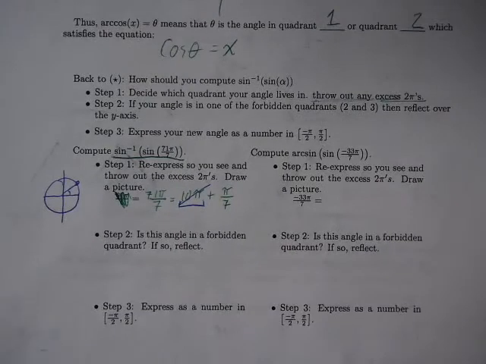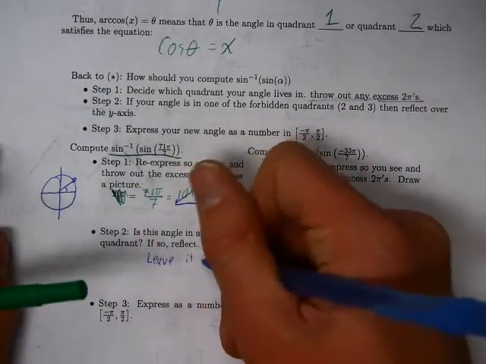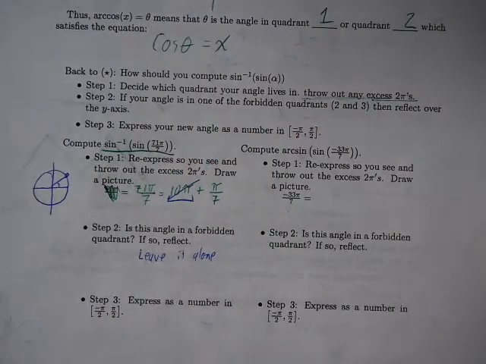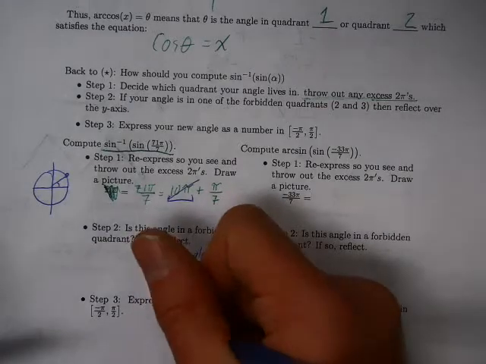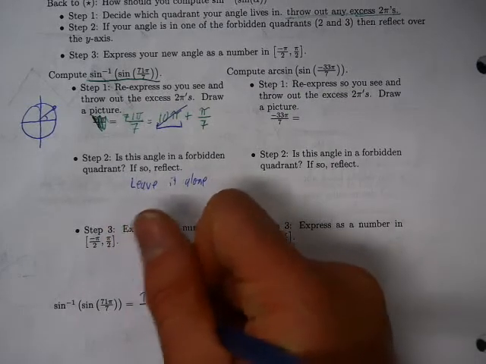Is that angle in one of the forbidden quadrants for inverse sine? No, it's fine, so we'll leave it alone. Pi over 7, is that between negative pi over 2 and pi over 2? Yes. So the inverse sine of the sine of 71 pi over 7 is pi over 7.